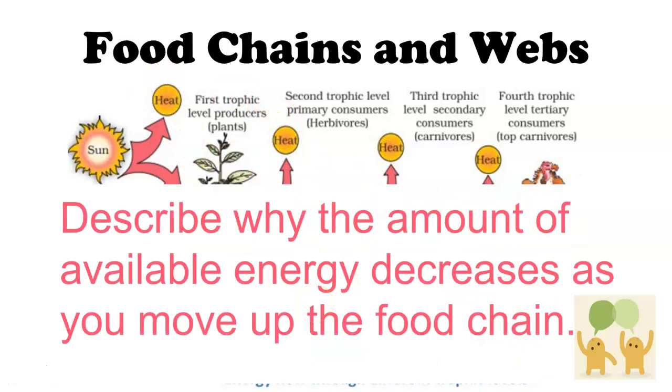So let's make sure we would be able to describe why the amount of available energy decreases as you move up the food chain or through a food web. And just remember that as energy is dispersed to the environment between these trophic levels, there's always going to be a reduction in the amount of energy passed from one trophic level to the next.